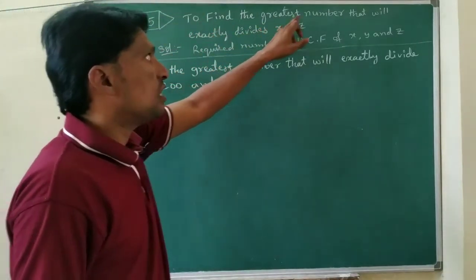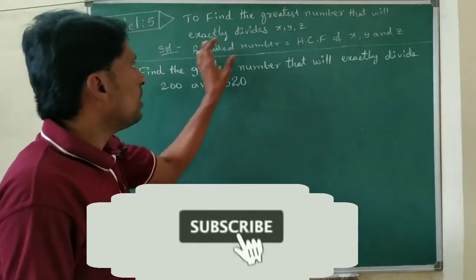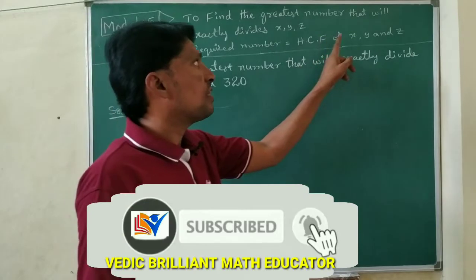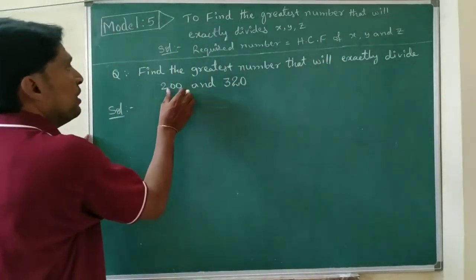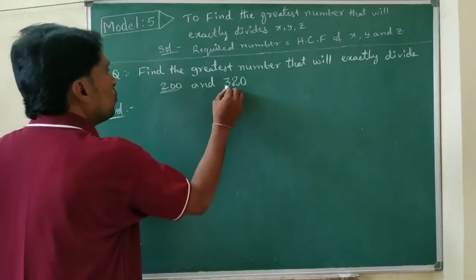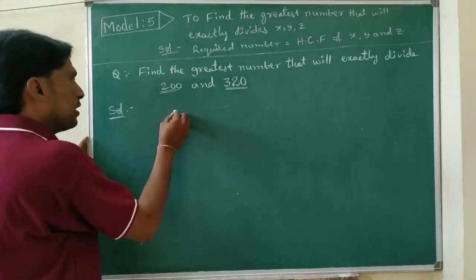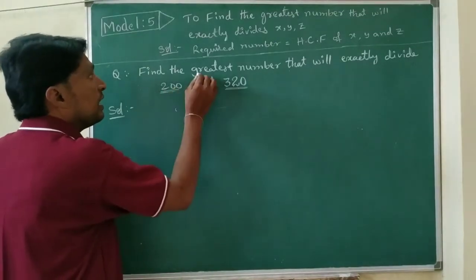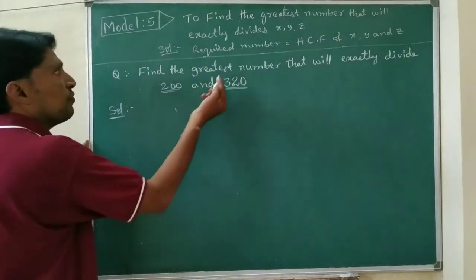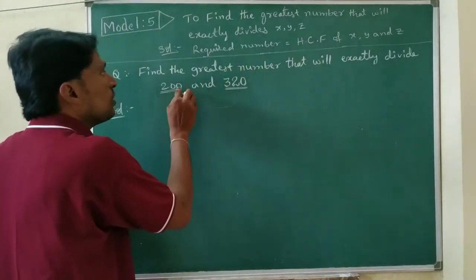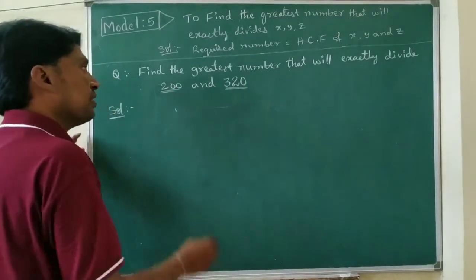To find the greatest number that will exactly divide x, y, z, the required number we are getting is the HCF of x, y, z. So here also we need to find the HCF of 200 and 320. Exactly divides means we need to find the HCF of those numbers.